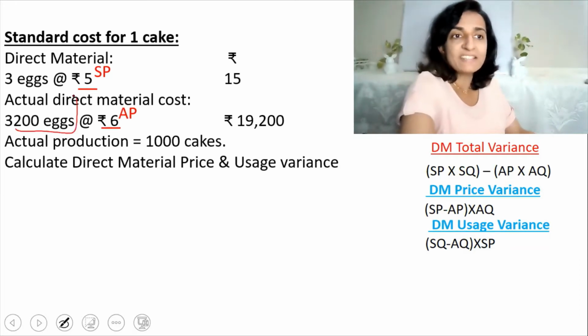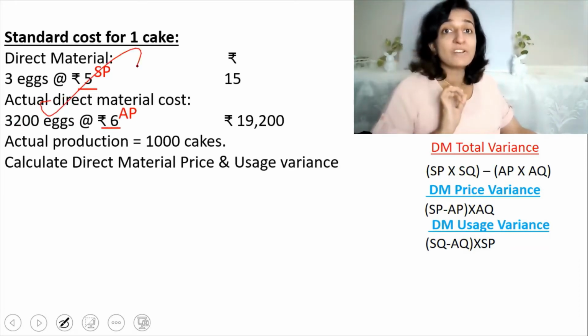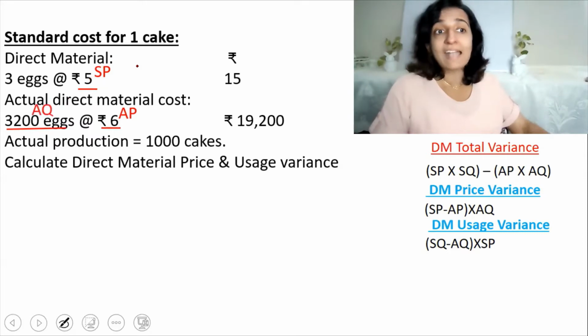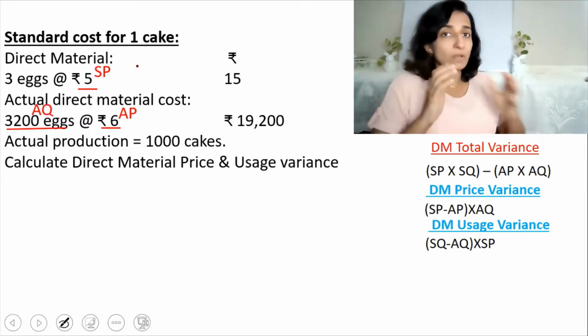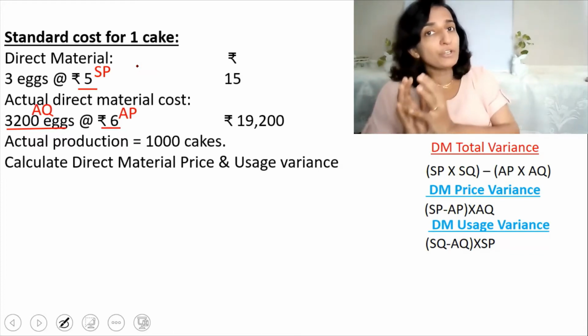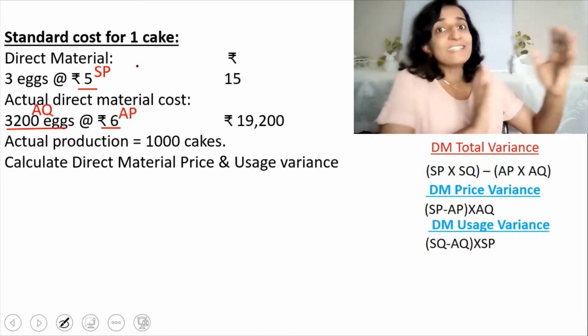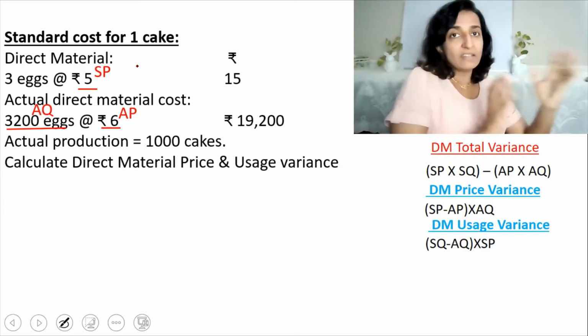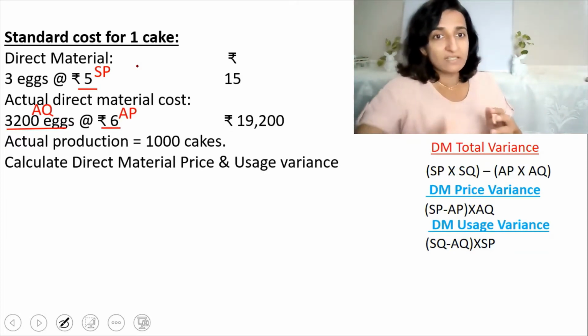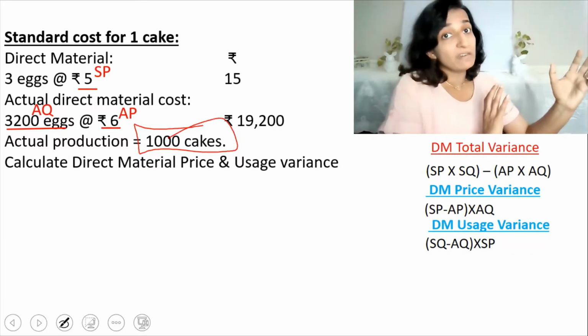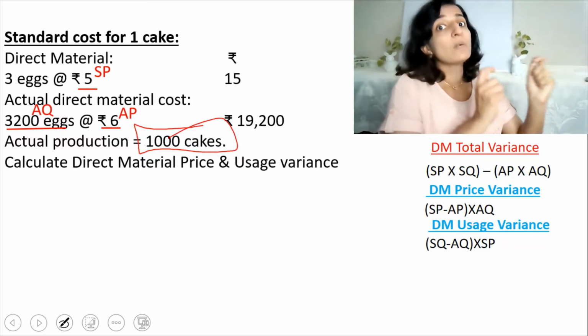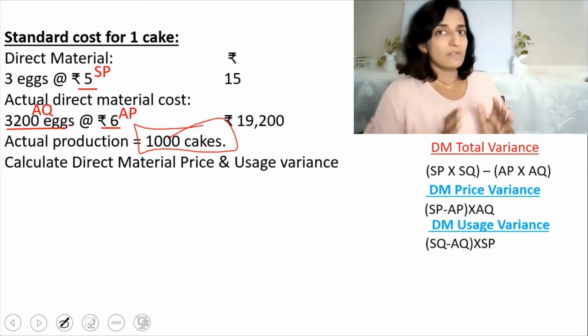And how many eggs did we buy? 3,200 eggs. That is nothing but the actual quantity. Now, all that we need is a standard quantity. What are we trying to find out? We are going to compare the actual quantity with the standard quantity, right? The actual quantity of raw materials taken for making 1,000 cakes, we should be comparing it with the standard quantity required for making 1,000 cakes, right?